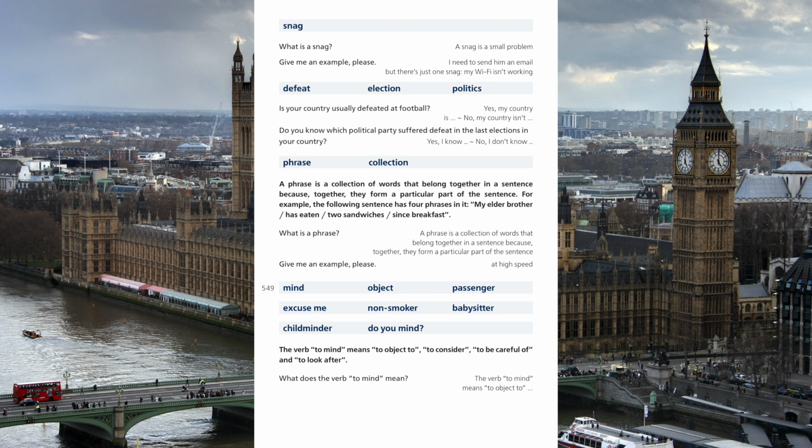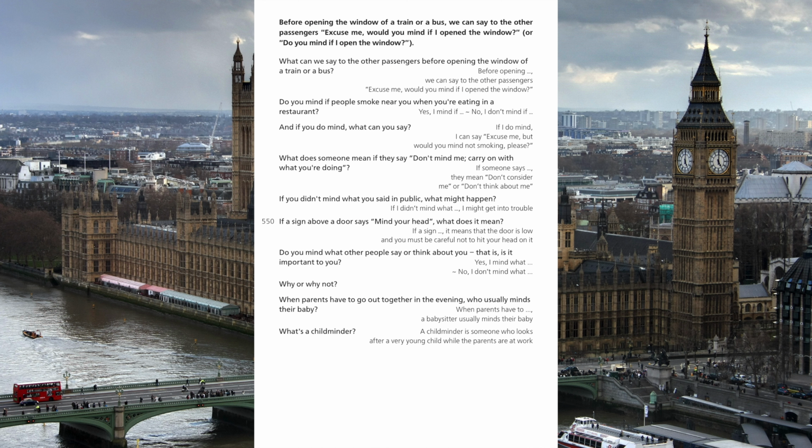Childminder. Do you mind? What does the verb to mind mean? The verb to mind means to object to, to consider, to be careful of, and to look after. What can we say to the other passengers before opening the window of a train or a bus? Before opening the window of a train or a bus, we can say to the other passengers, "Excuse me, would you mind if I opened the window?"